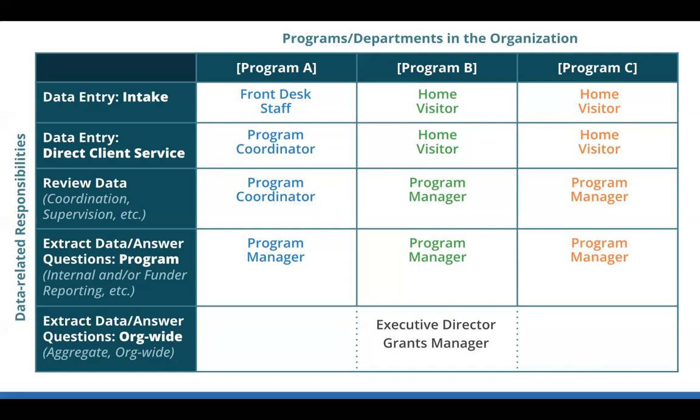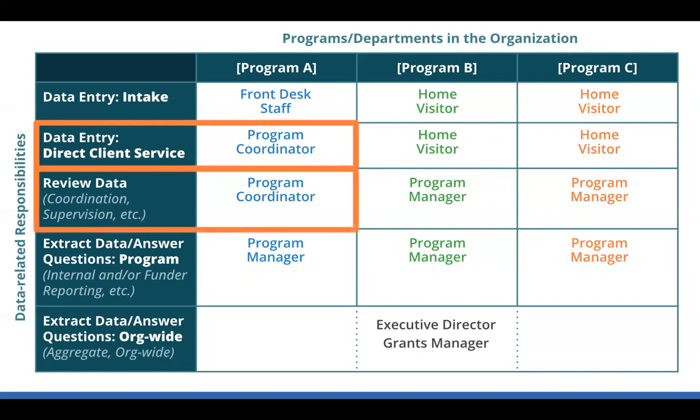Now what? I find this to be a helpful tool in mapping out how many and which roles are needed. So from here, there's a few different approaches based on your org's needs and your administrative bandwidth. One approach is to create roles based on the tasks listed in the left column. So the role name might be direct client service data entry. Another role name might be data review. And so in program A, the program coordinator would actually get two roles because they perform both direct client service data entry and reviewing of that data.